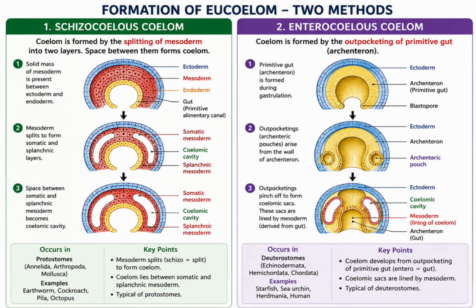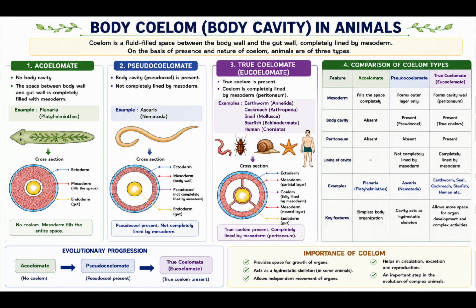Schizocoelous means the mesoderm splits into two layers. This type of coelom is seen in Annelida, Arthropoda and Mollusca. And the enterocoelous means outpocketing of the gut forms the coelom. It occurs in the deuterostomes, for example, Echinodermata, Hemichordata and Chordata, etc. So this is all about the body coelom. If we see the evolutionary significance, then it progressed like acoelomate, pseudocoelomate and eucoelomate.